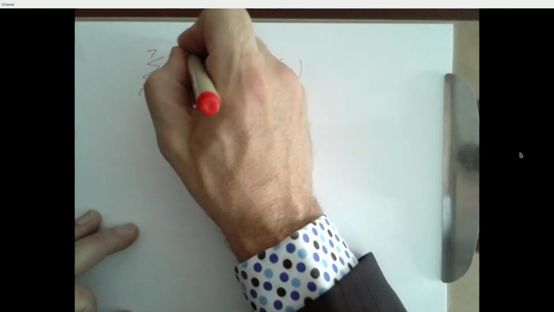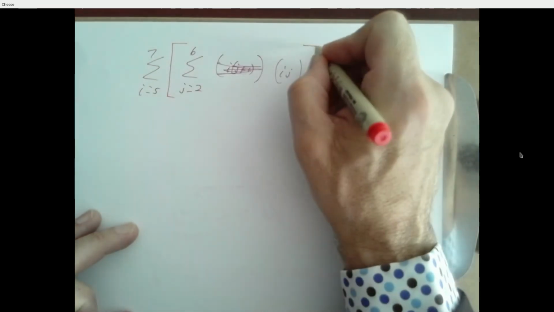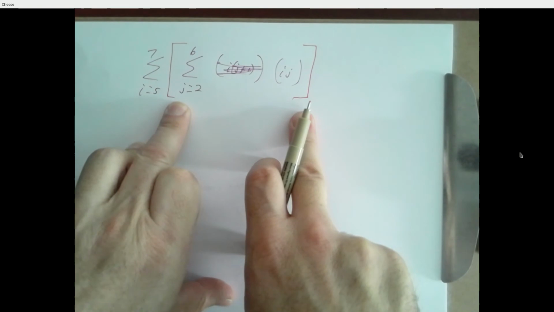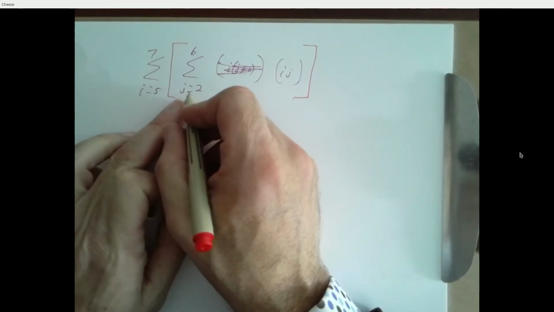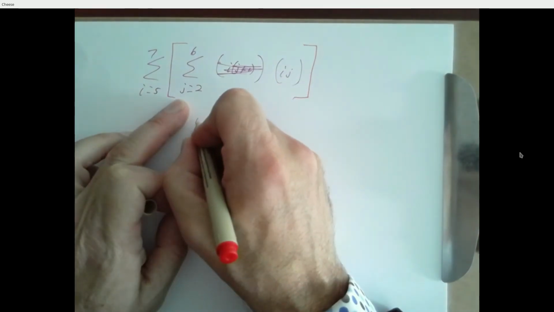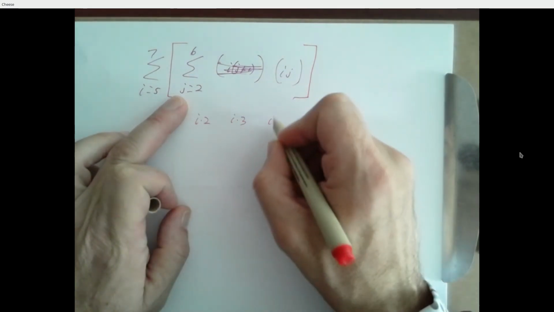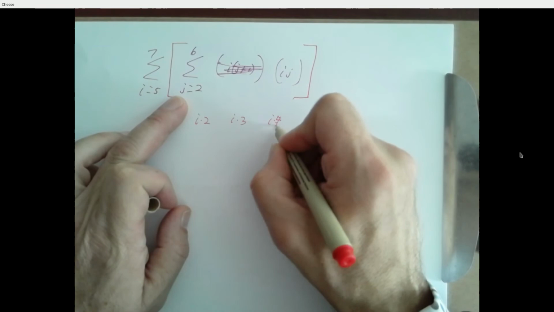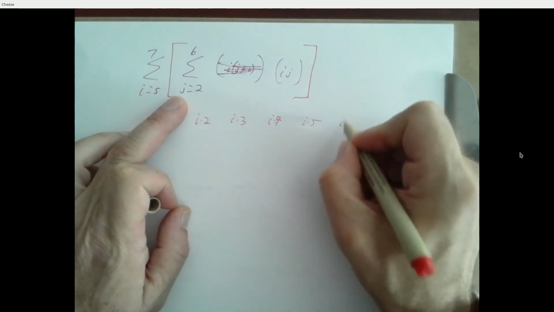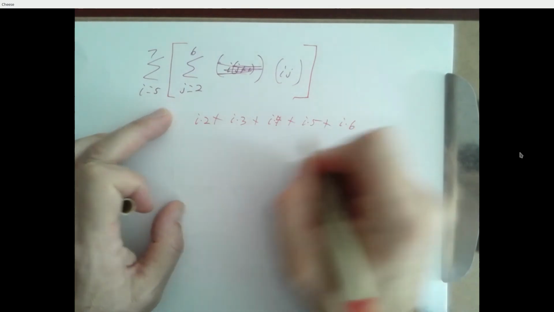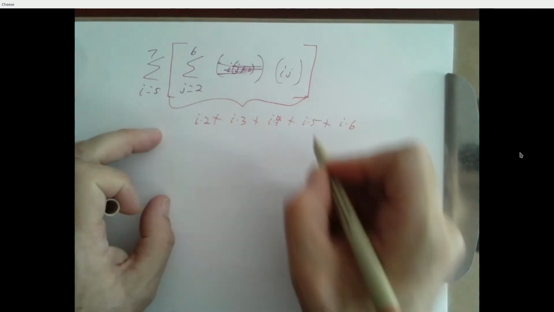And if we break this into two pieces, we can first say, what does this summation mean? It means set j equal to 2, write down this expression. This is I times 2. Set j equal to 3. Set j equal to 4. 5, and 6, add them all together. That's what this summation is equal to.